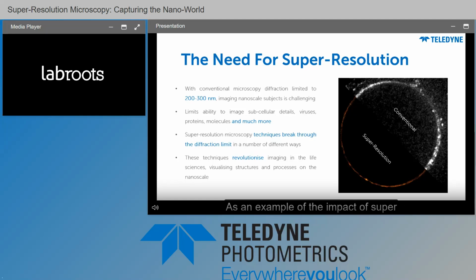As an example of the impact of super resolution, you can see here in our image the conventional imaging result. This here is a giant unilamellar vesicle. The conventional image in black and white shows that you're quite diffraction limited and can't pick up the details in the ring. But the super resolution technique, shown in orange, picks up extremely fine details beneath the diffraction limit, revealing far more information about this sample.